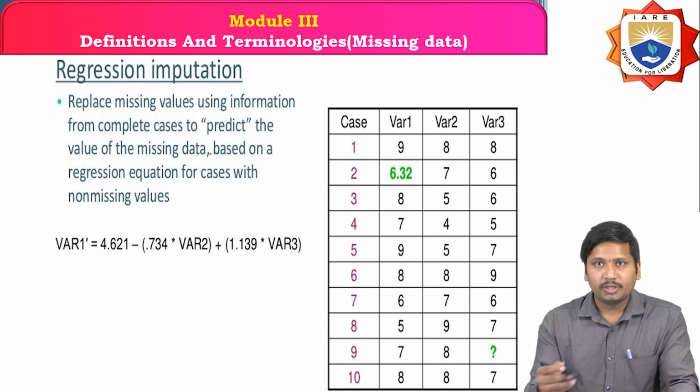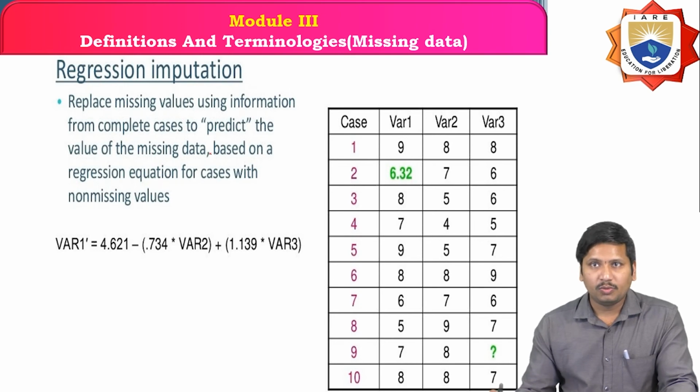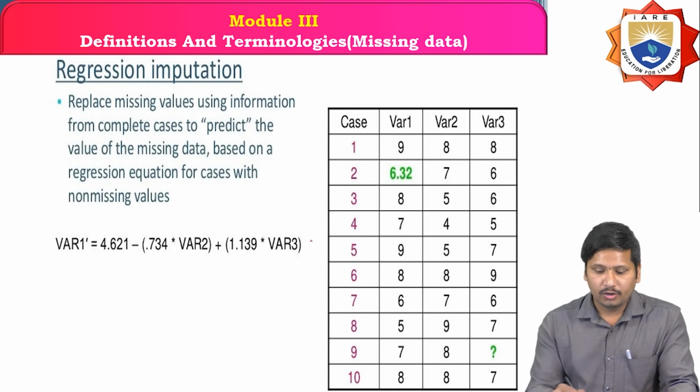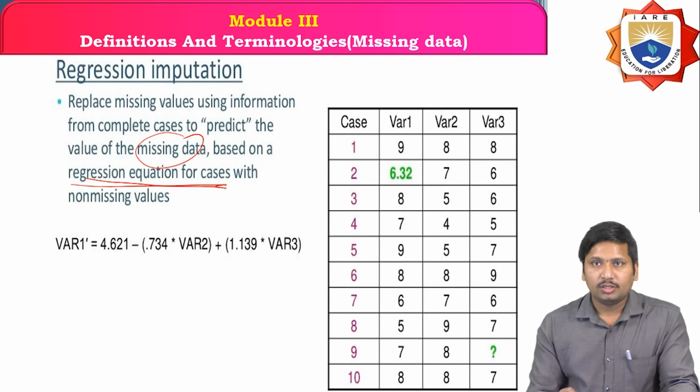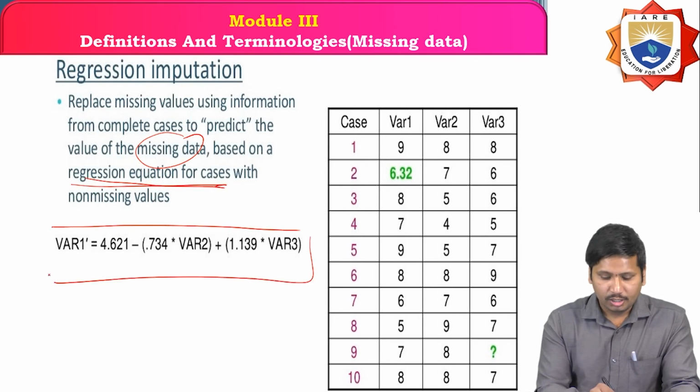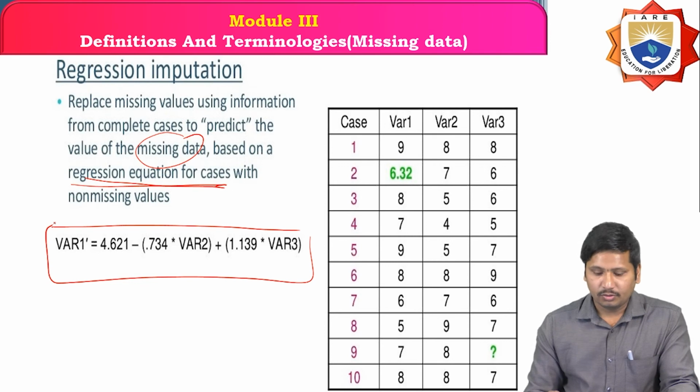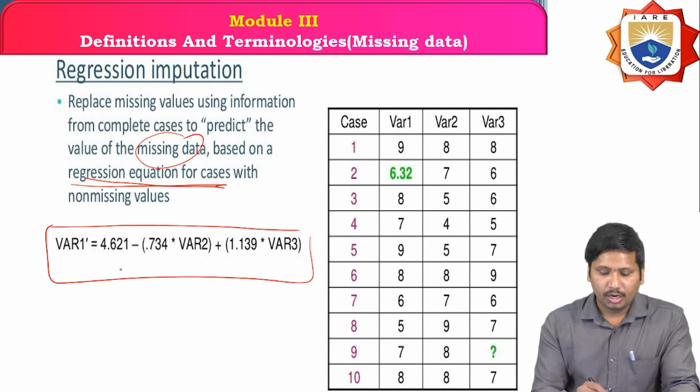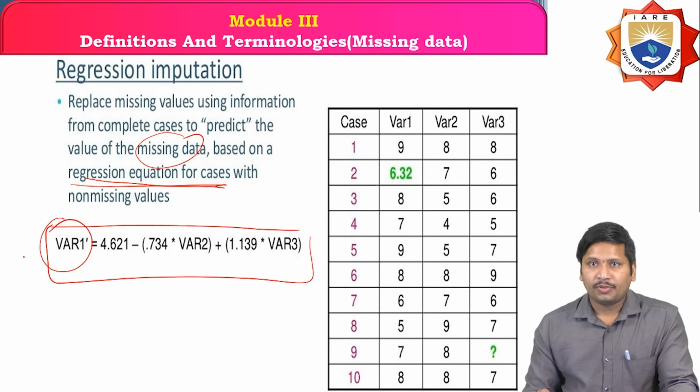According to this method, the missing values are going to be filled by using the information from the complete cases to predict the value of the missing data based on regression equations. Suppose this is the equation I define. What is the value I'm having? Those values we have to incorporate into this variable, and I can get the missing value for variable 1.